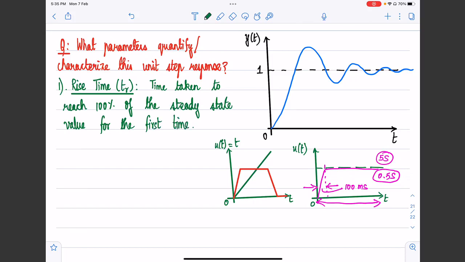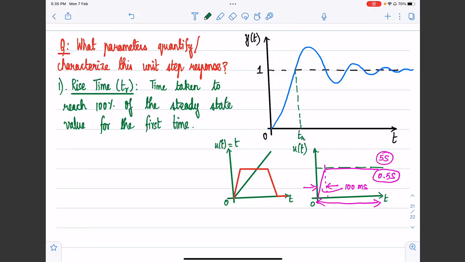Okay, so what is rise time? Essentially, it is this. 100% of the final value is 1 in this case. So the question is: what is the time at which this happens? That is the rise time. I hope it is clear, right?